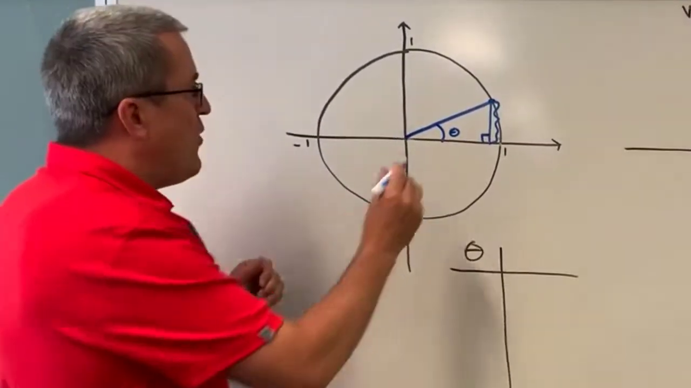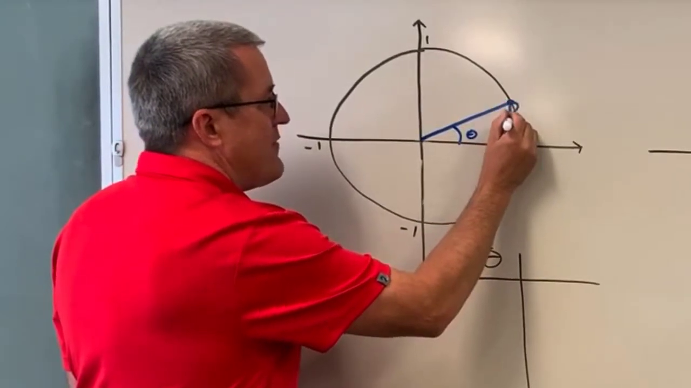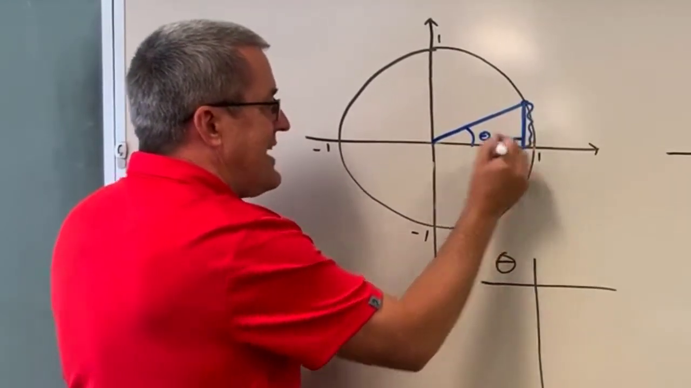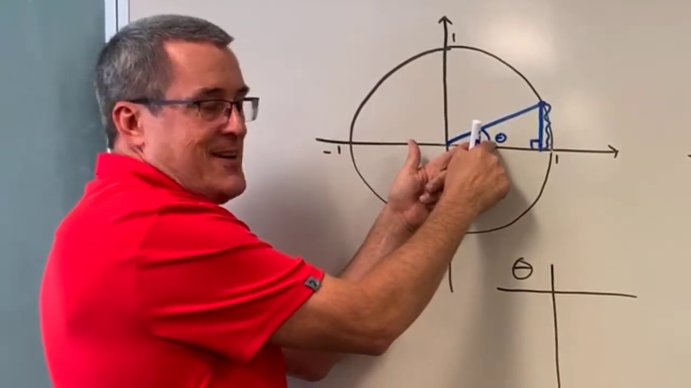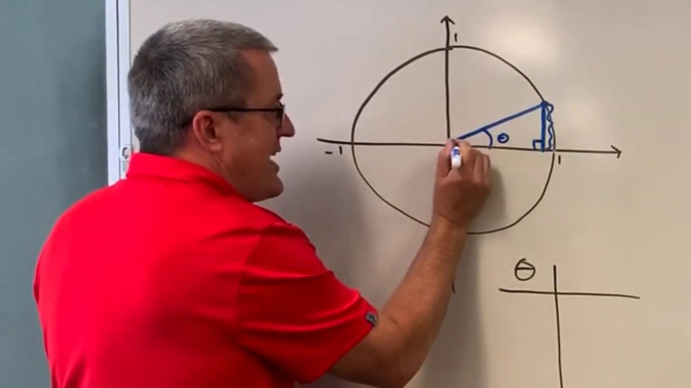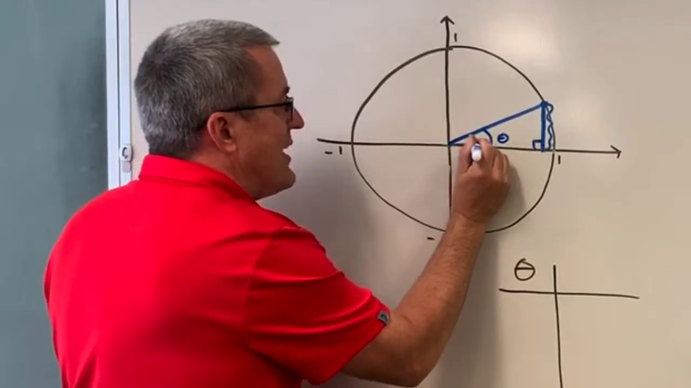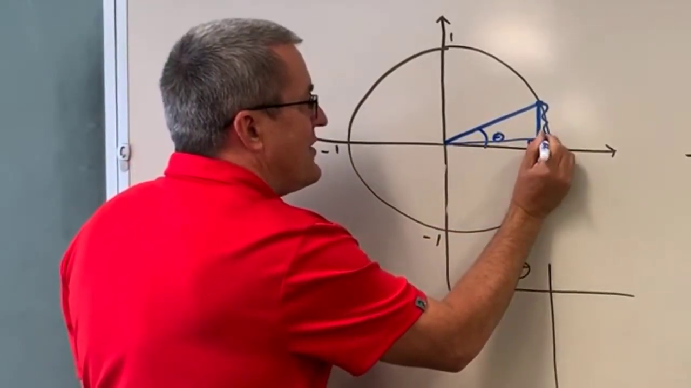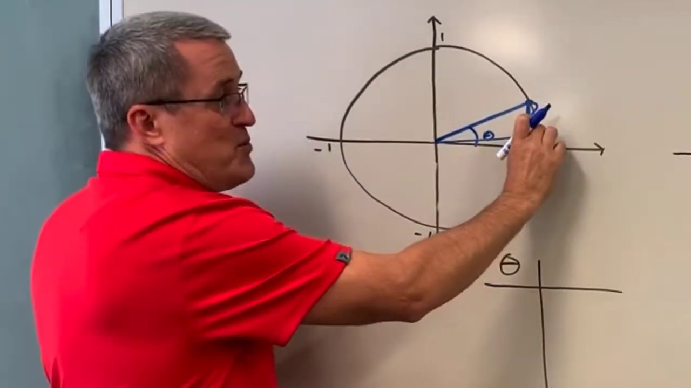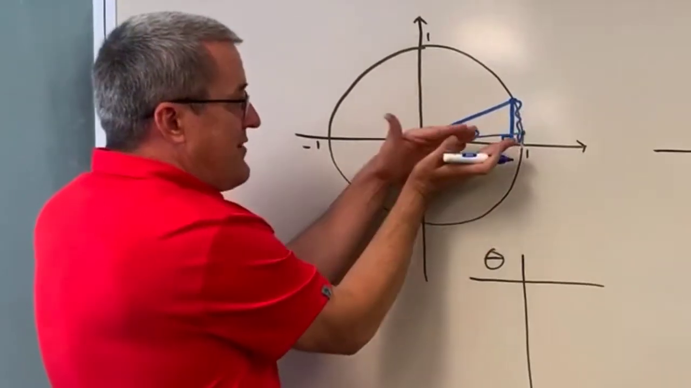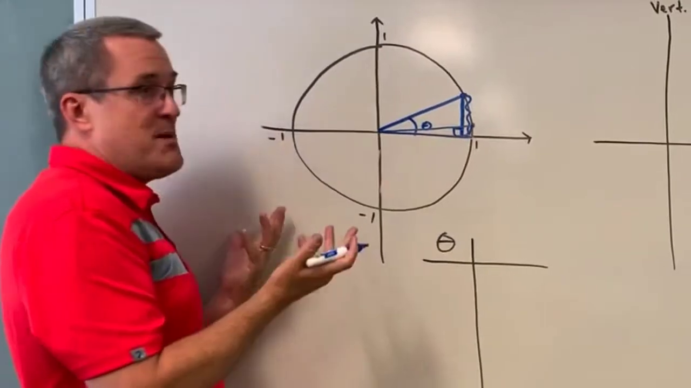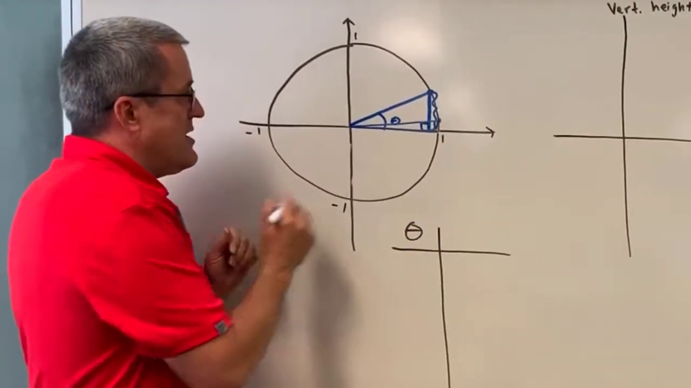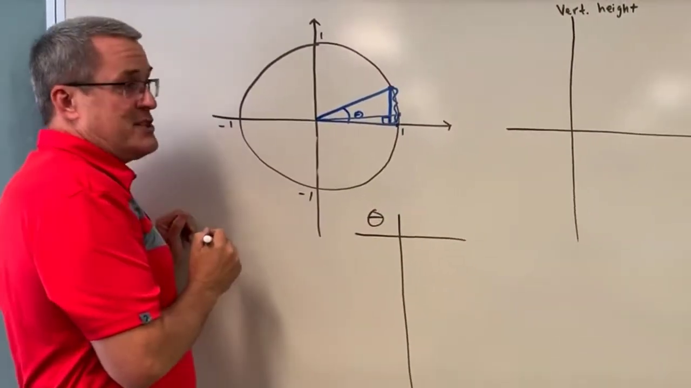Now imagine, we're going to keep track of that vertical height as the angle theta changes. So for instance, if I rotated a really small angle and then drop, that vertical height would be really small. In fact, if I don't rotate at all, if I just start right here and I don't rotate any angle measure, then that vertical height is going to be 0.